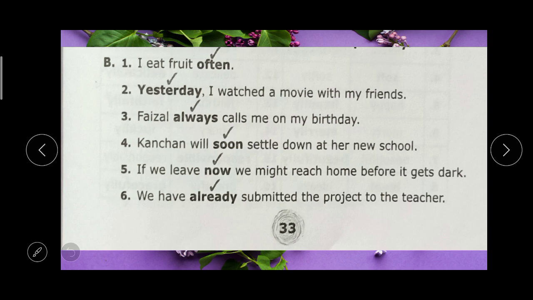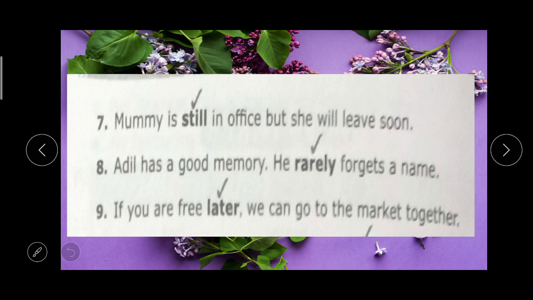Number five, if we leave now, we might reach home before it gets dark. Number six, we have already submitted the project to the teacher. Number seven, Mummy is still in office but she will leave soon.